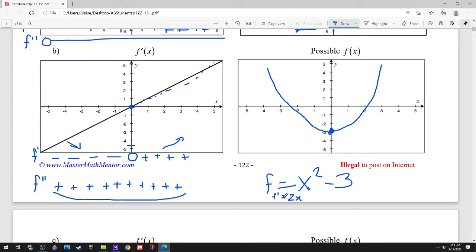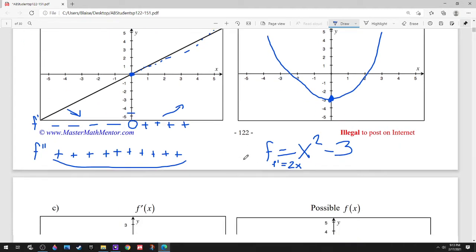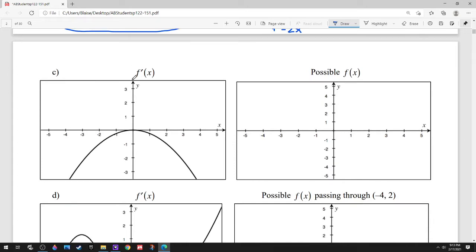Hey, what's f double prime of this? 2. A consistent positive value of 2. Okay. Wait a minute. If this is f prime, so this again, I can use.